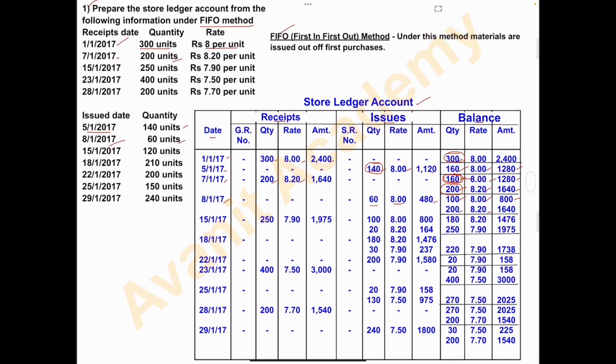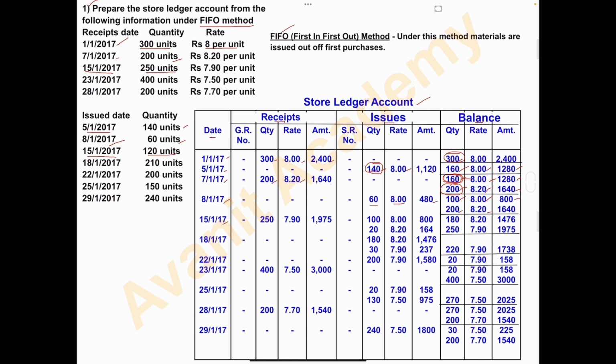On 15th January, units are purchased and on the same date, goods are also issued. See the receipt date and issue date. On 15th January, 250 units are purchased and on the same date, 120 units are issued. So both receipts and issues we have to record in the store ledger account. Write the date 15th January 2017.